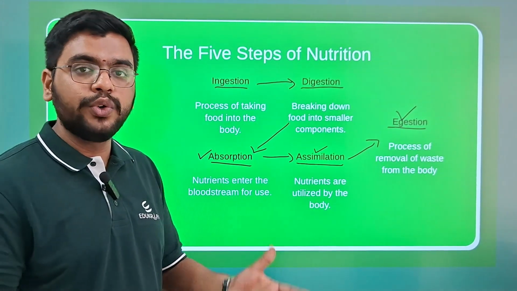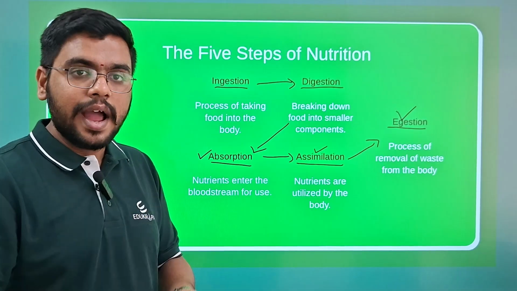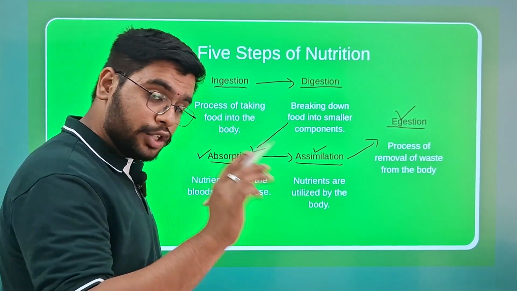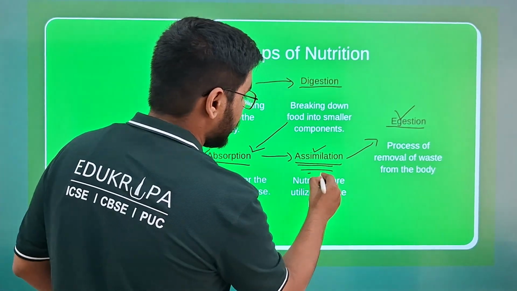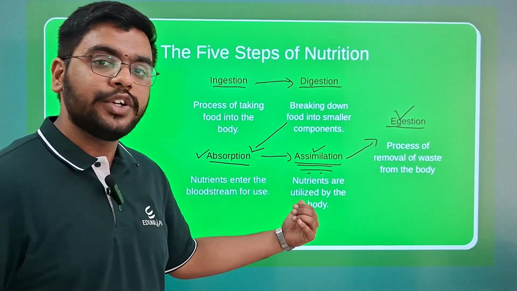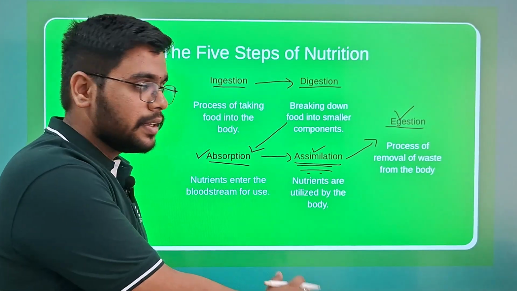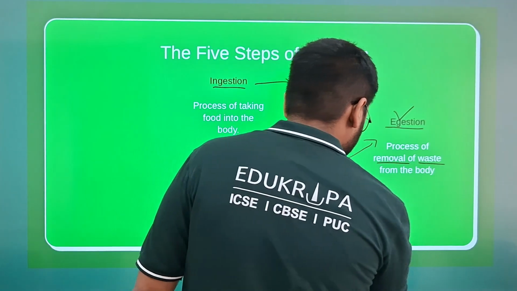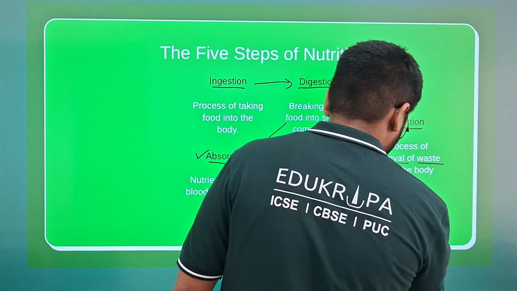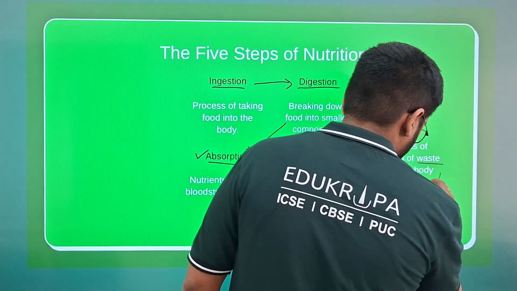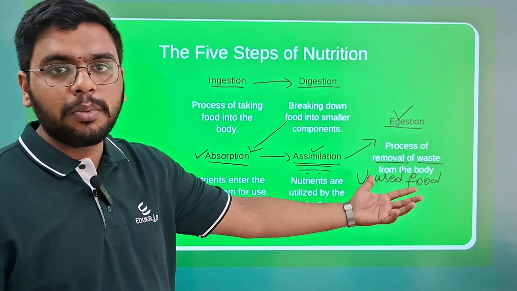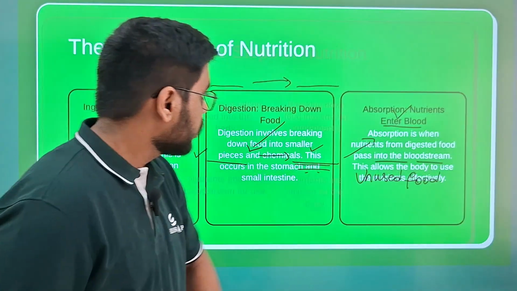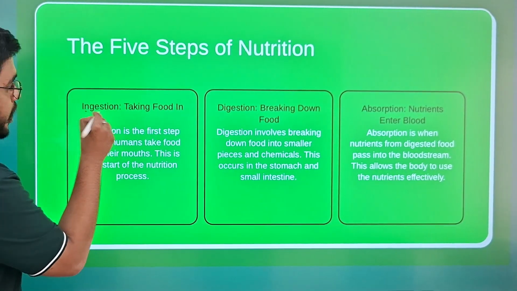Absorption means when nutrients are digested, they further need to be absorbed by the body for them to be utilized. This utilization process is called assimilation. Nutrients which are digested are utilized by the body. Next, egestion. This is the process of removal of waste. Unused food which gets out of the body through the end of the digestive tract is known as egestion. We'll further dive into a more detailed explanation.